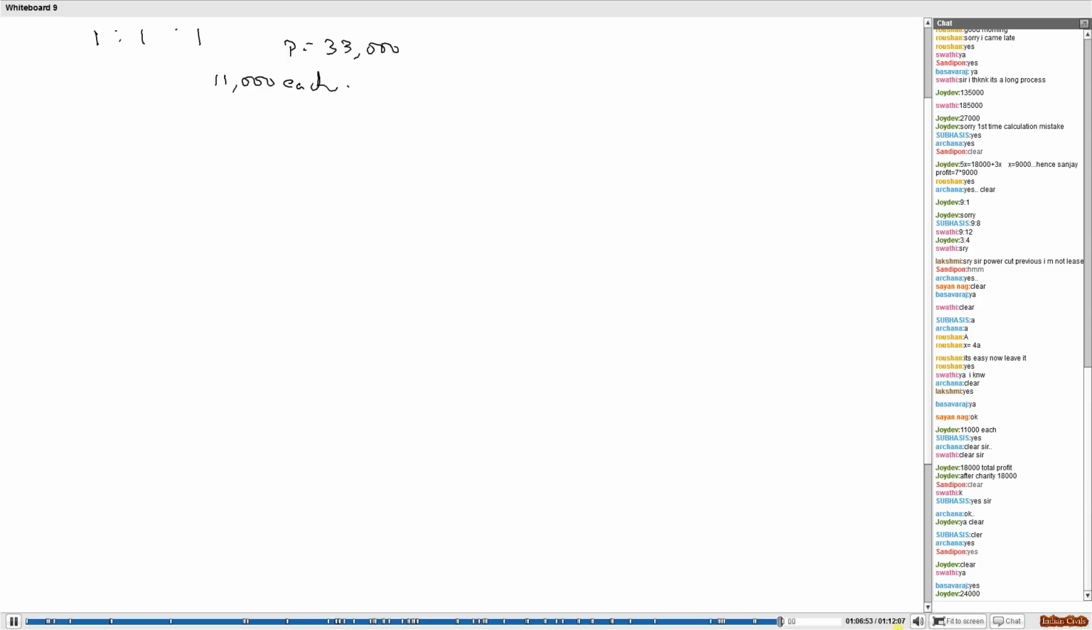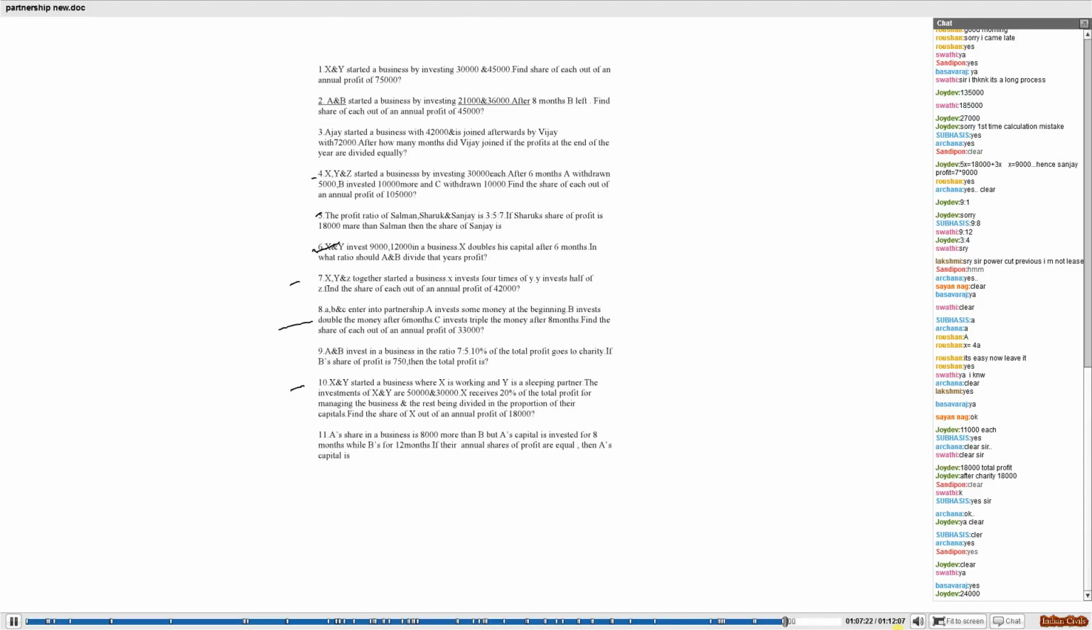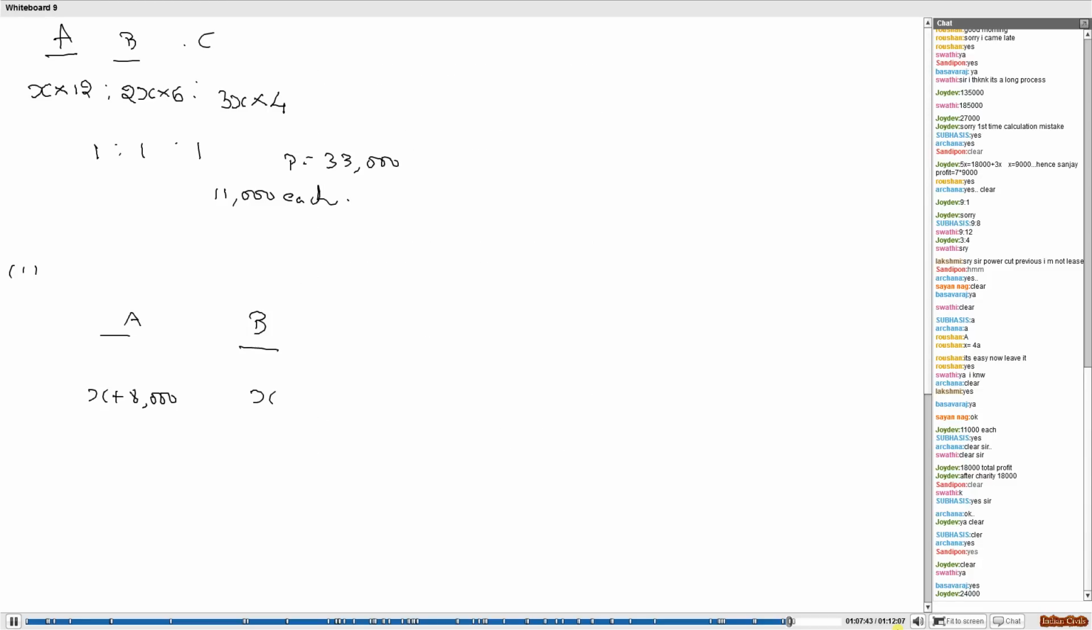Look, he said the profits are divided equally, right? Let us take A and B. Let us take B's investment as x. A invests 8,000 rupees more than B. He said A's capital is invested for 8 months while B's for 12 months. He said the profits are divided equally.